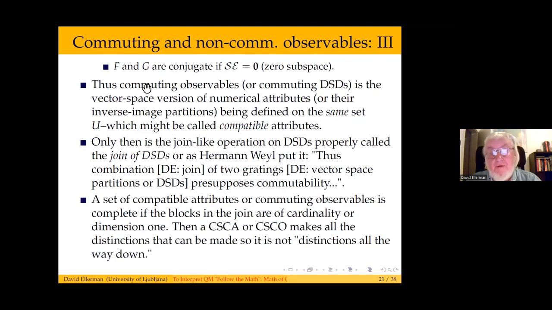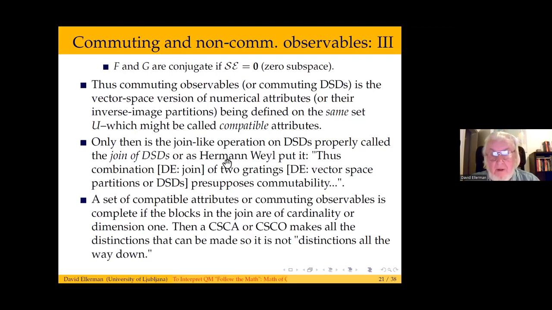So this is really where it all boils down to. In the set case, we have just these numerical attributes, and if they're defined in the same set, we call them compatible. And if they're the vector space version, we call them commuting.